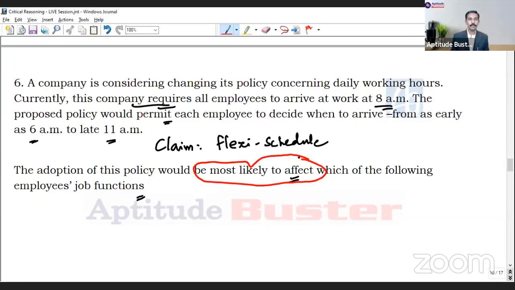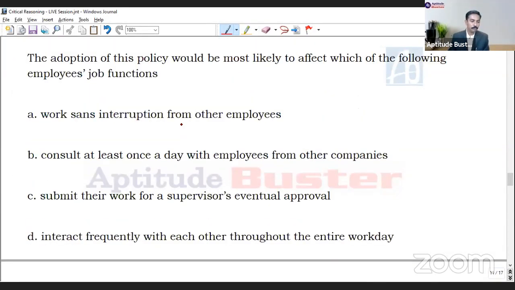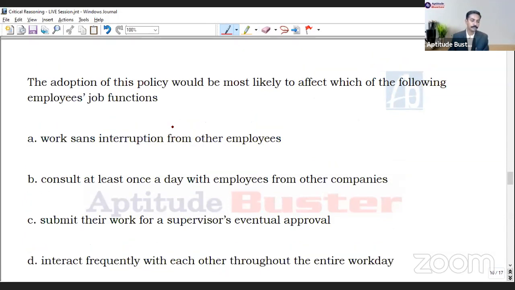You need to identify which job function would be mostly affected. With the question itself, we can understand all the 4 following options or job functions. Among the 4 job functions, you need to identify the job function that would be mostly affected if an employee reports anytime between 6 and 11. I'd like to give you 30 seconds for you to eliminate at least a few options.